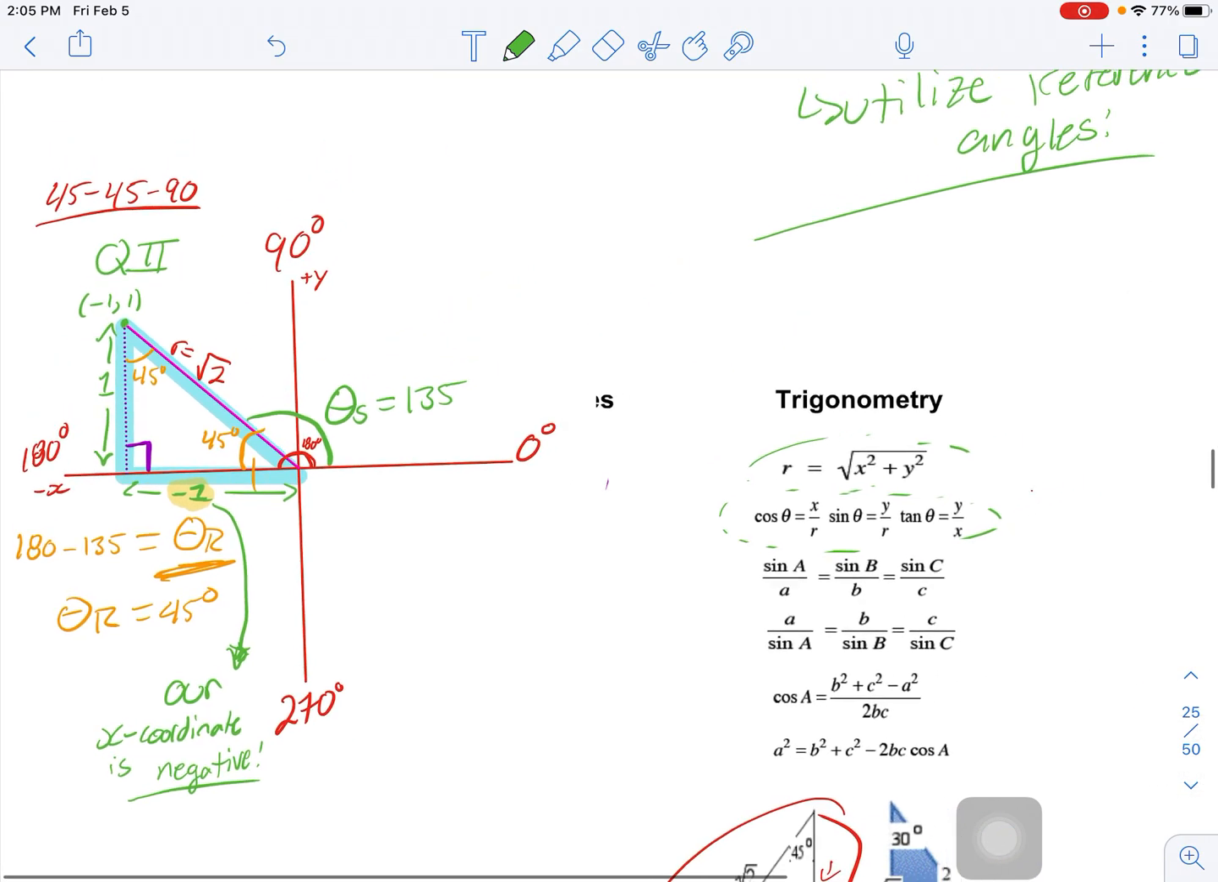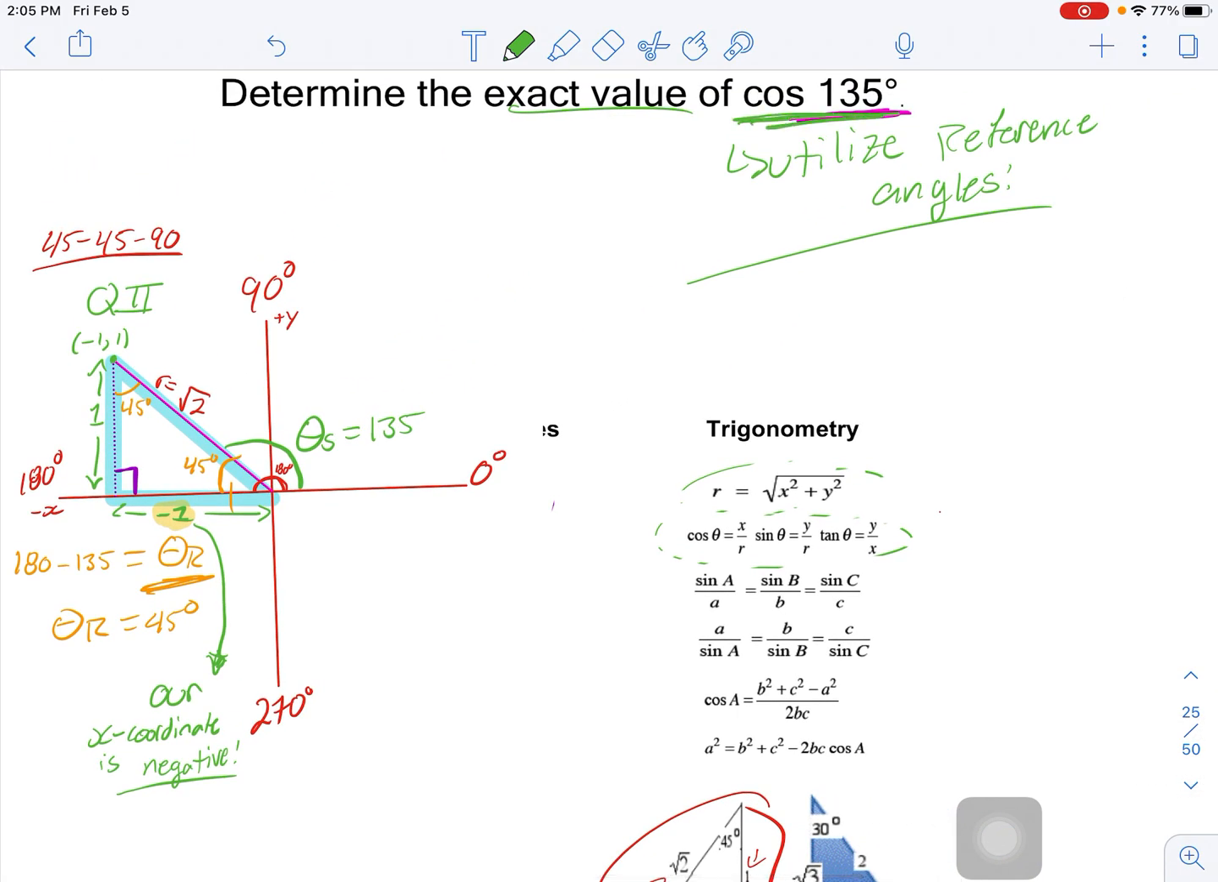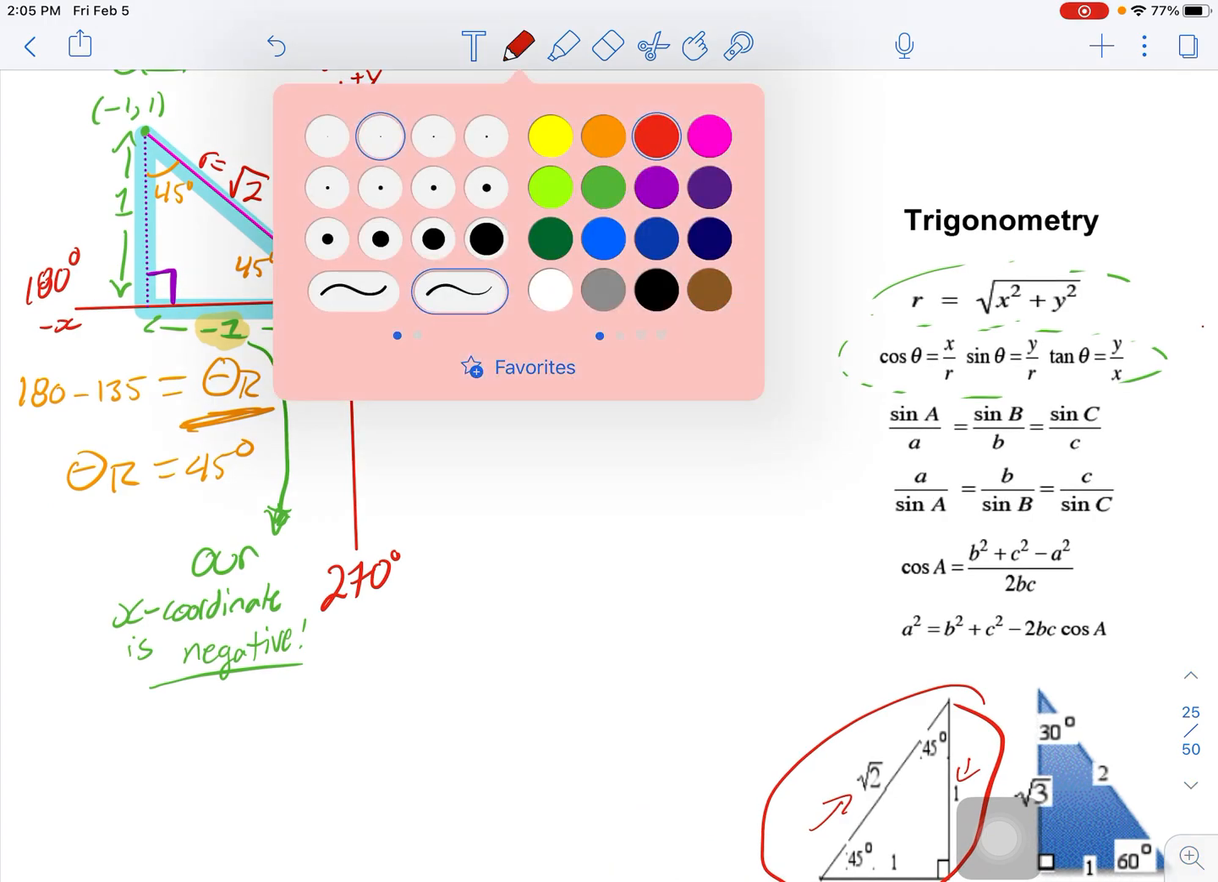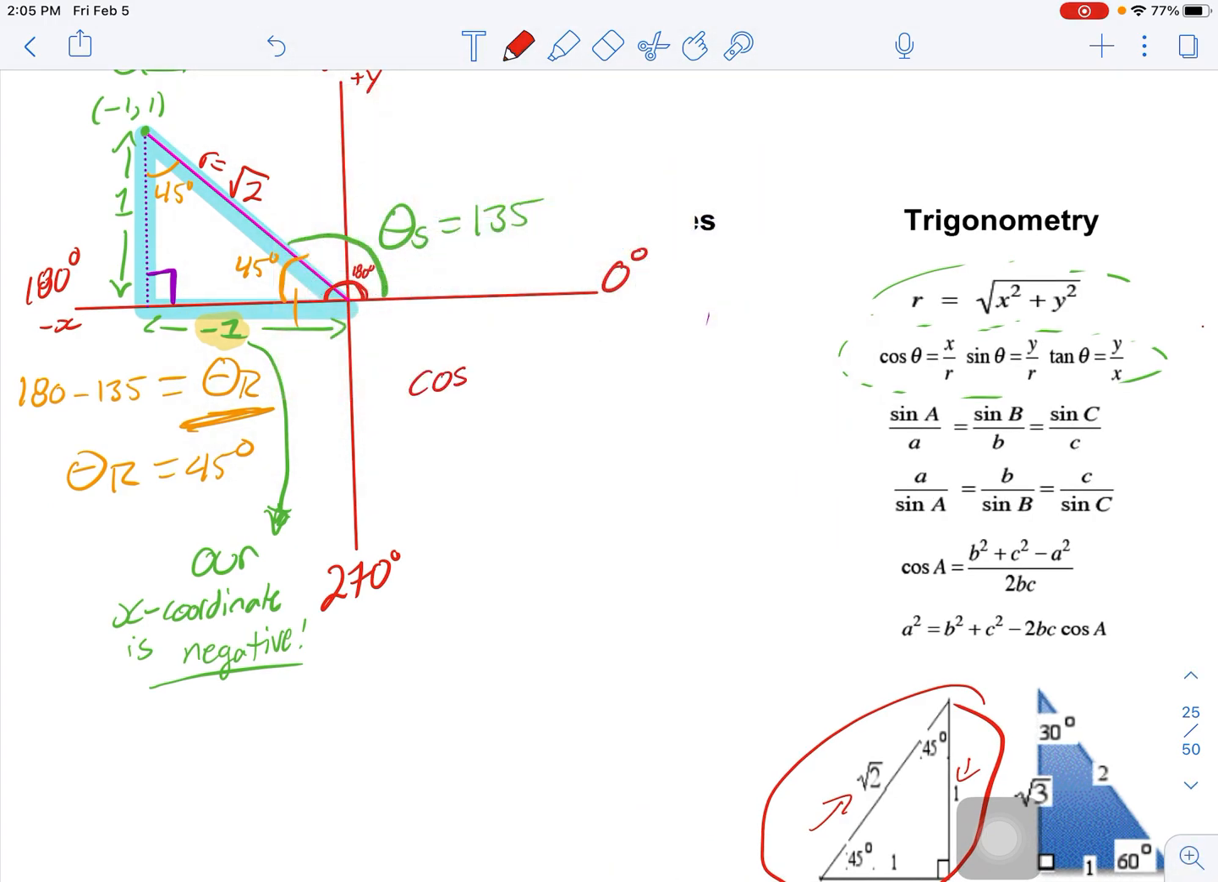Okay, so that's huge, especially because we are dealing with cos 135. So remember, now we have the ability to say, well, if I want to figure out my standard angle, I'm going to use my reference angle. In this case, my reference angle here. So cos angle, as we can see from our data sheet, is x over r.